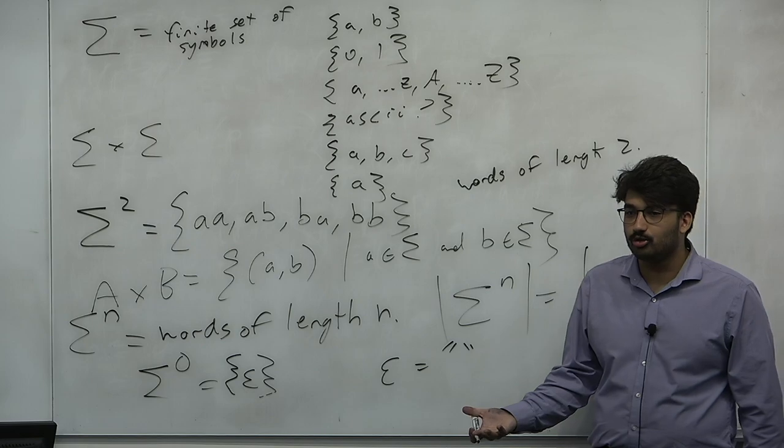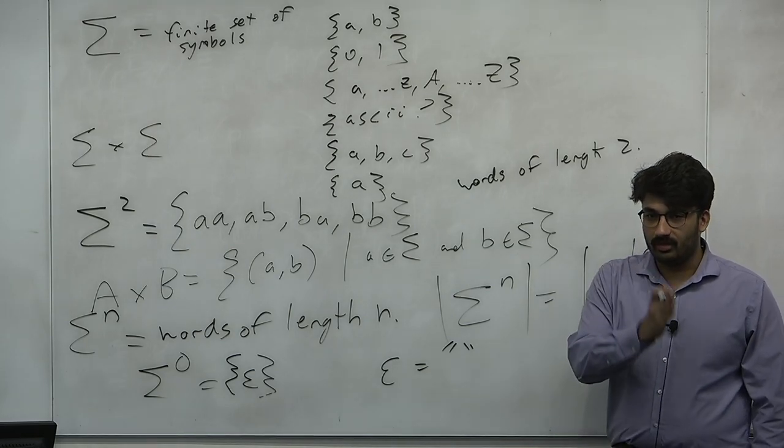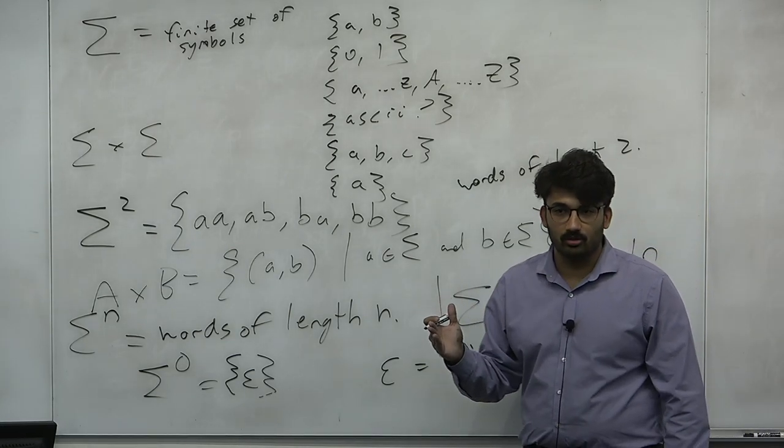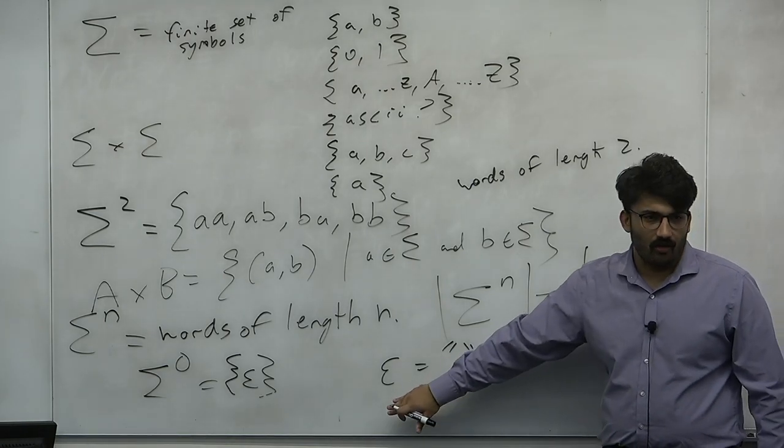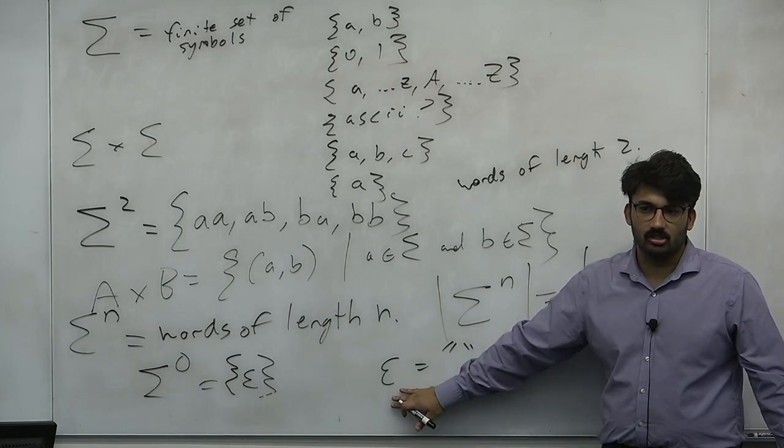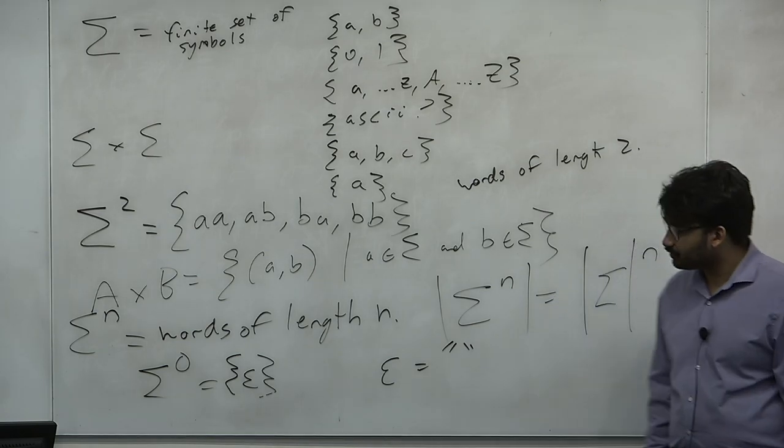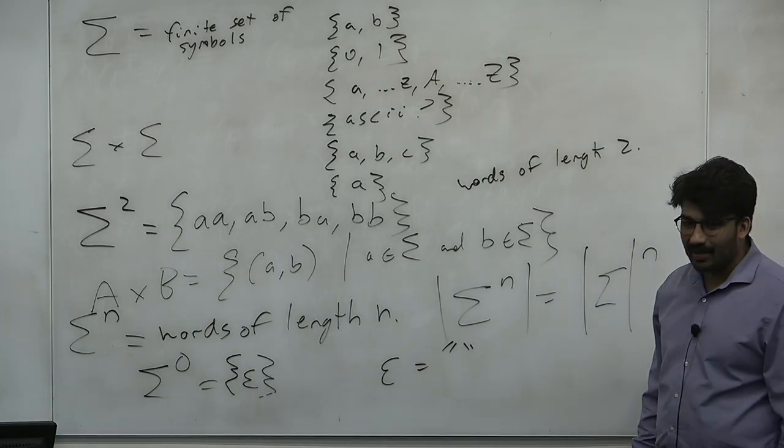By the way, when are two strings equal? If each symbol is identical, right? That's when two strings are equal. So the number of strings of length zero is just one string. They're all the same, right? There's a slight difference between the empty string and the empty set.